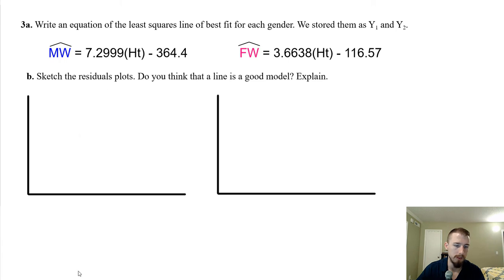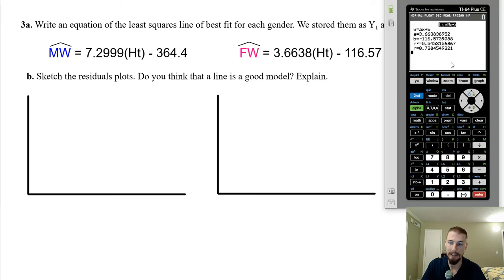Sketch the residual plots. Every time we run a linear regression, it'll form the residual plots for us. The last one I ran was for the females. So if I want to find the residual plot for that, I'm going to turn off this one, go to plot 3, and graph a scatter plot. My X list is going to be the female height, second stat, and the Y list is going to be the residual plot, because that's the last one I just did. I'll do it in magenta.